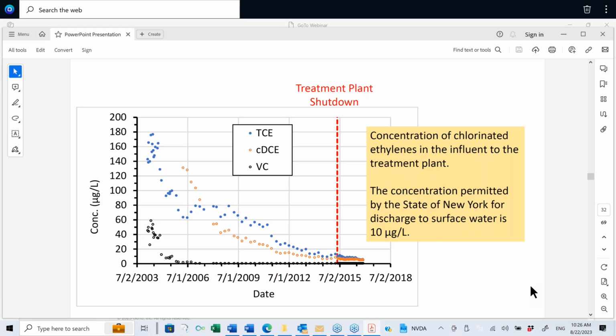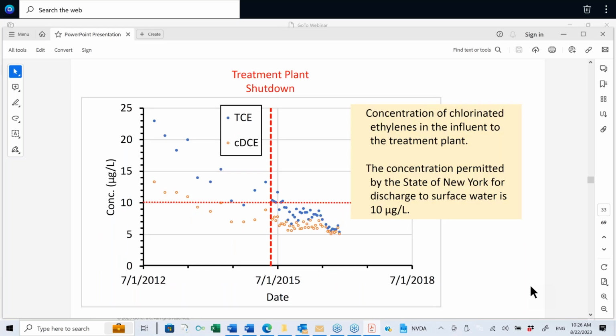And over time, you can see it's, I don't know, what is that? That's a little over 10 years. Goes from middle hundreds of micrograms per liter down to a concentration that was allowed by the state of New York to be discharged to surface water. So around 2015, the water coming to the treatment plant was clean enough that it could simply be discharged to surface flow.